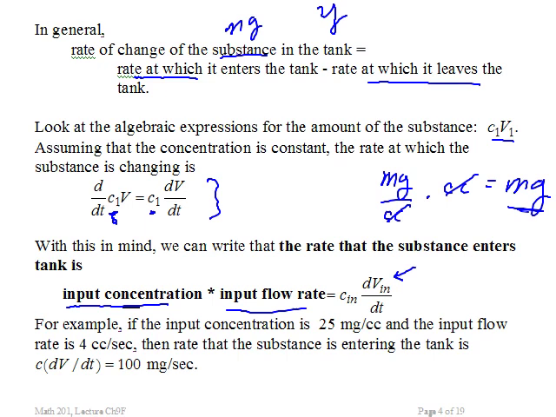So the Cn in that problem I was talking about would be so many parts per million of carbon monoxide times how fast that air is being sucked in through that air inlet into the conference room. So here's another example. If the input concentration is 25 milligrams per cc and the input flow rate is 4 cc's per second, then the rate that the substance is entering the tank, those two multiplied together, 25 times 4, is 100 milligrams per second. See, that's milligrams, amount per second that's entering the tank.